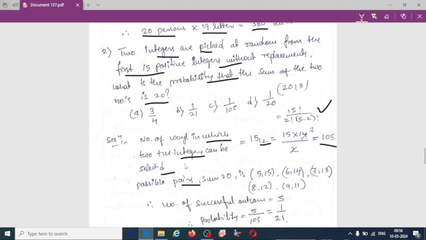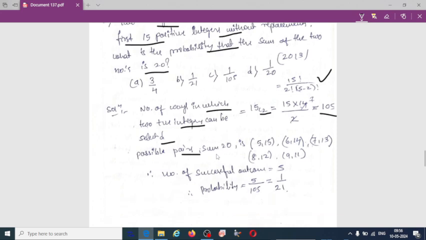So 15 positive integers are there, and a possible pair must sum to 20. When we add two numbers, we must get 20, that is 5 plus 15, 6 comma 14, 7 comma 13, 8 comma 12. Among these combinations we have the pairs which give the value 20.